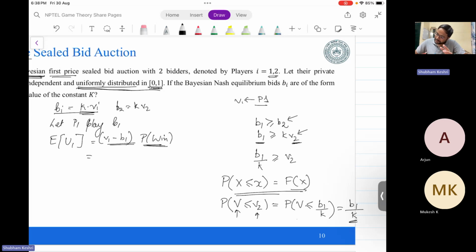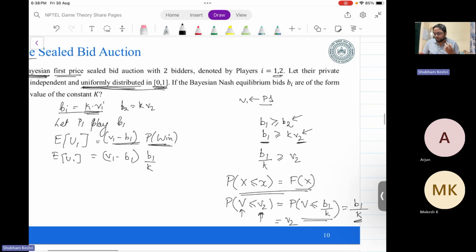All right. So when this kind of probability is for a uniformly distributed random variable in the interval 0, 1, whatever the value of V2 is, it will just take that value. So this is actually V2. What is V2? B1 by K. Right? So this will become V1 minus B1 times B1 by K. So this is the expected utility. So this is the utility in expectation. Some of the time I'll get this utility, some of the time I'll get that utility. In expected value, the mean value of the utility is this value.